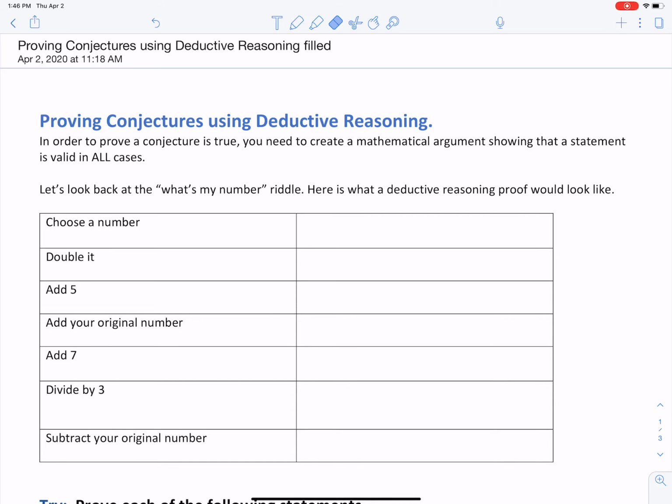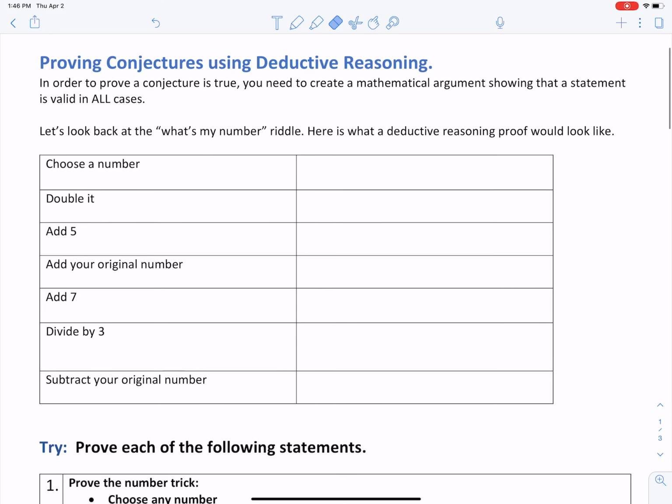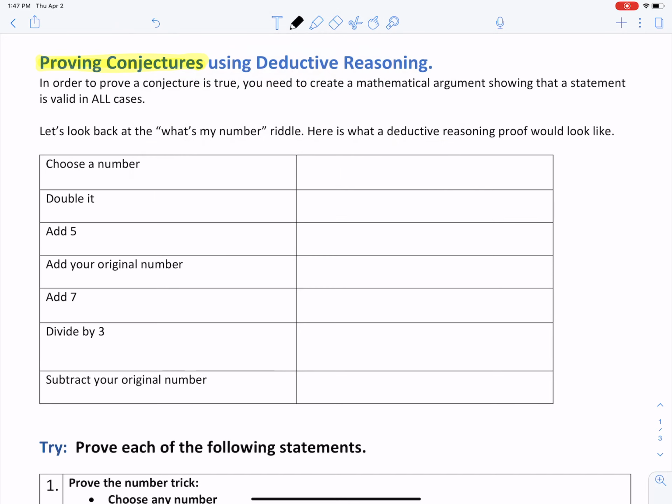So the last lesson of our section is proving conjectures using deductive reasoning. Whenever we want to prove anything, it takes a lot more work than when we're not trying to prove something. When we were trying to show that something was false, all we needed to do was find an example that made the statement false, and then the statement's automatically false. But when we're trying to prove it true, we need to try to prove it true for all cases.